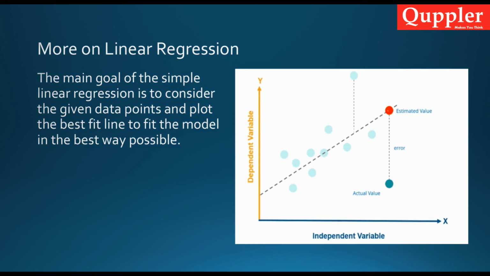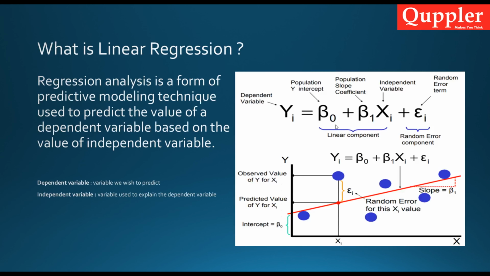Now we're going to see mathematically how we can use the linear regression algorithm to find the best fit line. If you remember, in my previous slide I told you the equation of linear regression: y of i equals beta naught plus beta 1 x i plus a random error component. As I told you, this was my dependent variable.